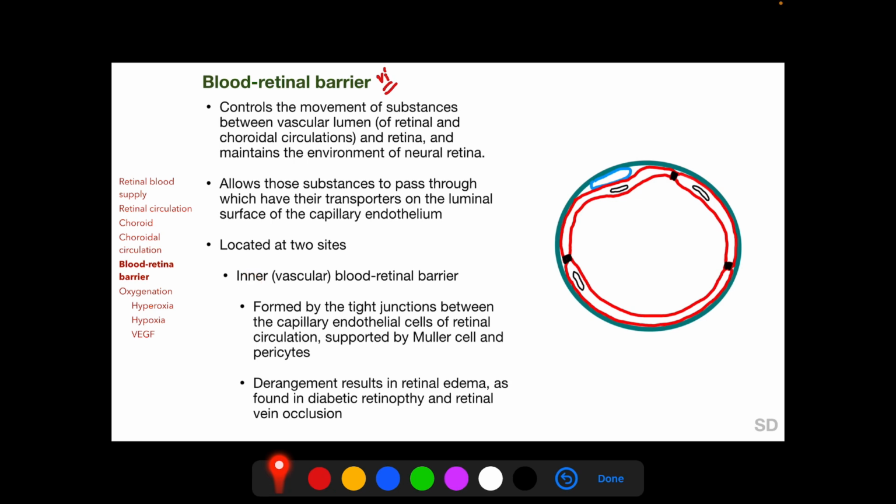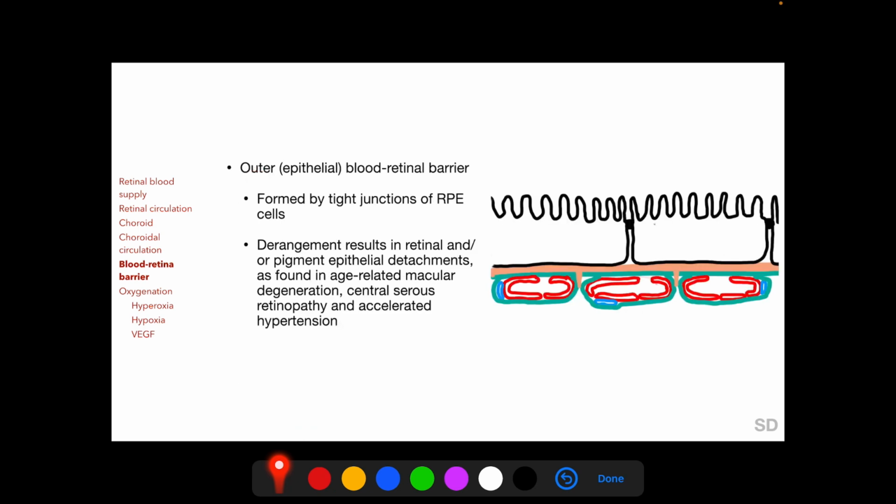The inner or the vascular blood-retinal barrier is formed by the tight junctions between the endothelial cells of the retinal capillaries, and derangement of the inner blood-retinal barrier results in retinal edema as found in diabetic retinopathy and retinal vein occlusion, and the outer blood-retinal barrier formed by the tight junctions between the retinal pigment epithelial cells.